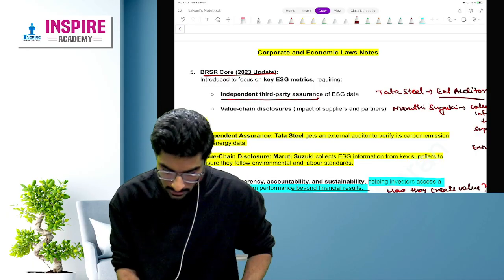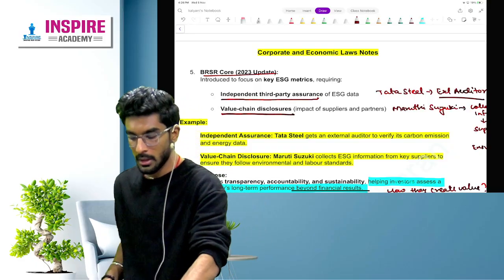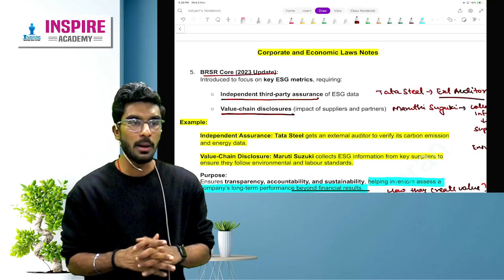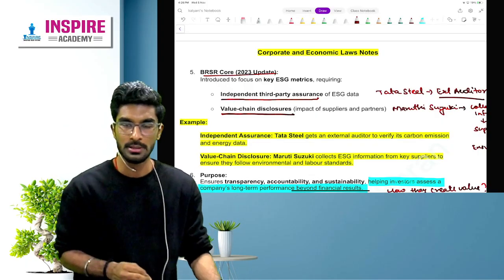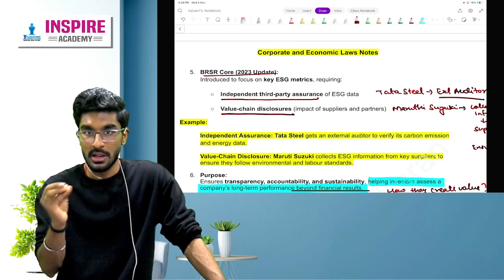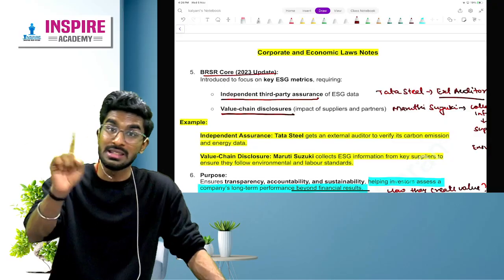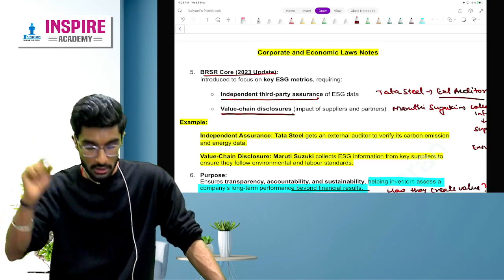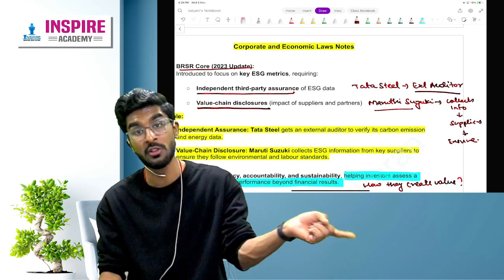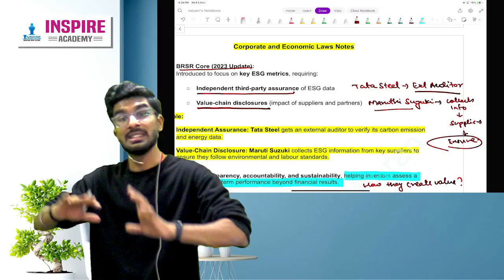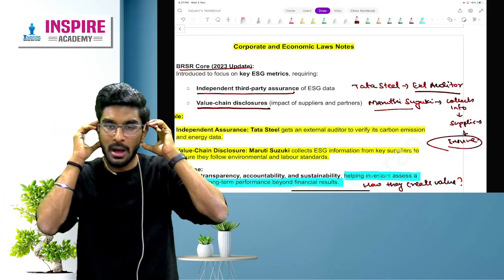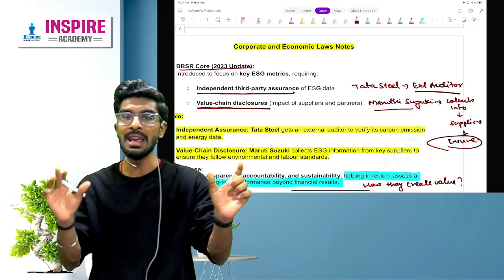And number 2 is one more thing, value chain disclosure, which means what? Supposing we talk about Tesla. Panasonic provides batteries to Tesla. Yes or no? So Panasonic is the supplier of Tesla. So Tesla has to report their ESG parameters, but at the same time, they also have to disclose their suppliers' ESG parameters. An example is Maruti Suzuki, which collects information from the suppliers to ensure that suppliers and whoever are included in the value chain, suppliers, distributors, all of them are completely aligned with the ESG parameters.